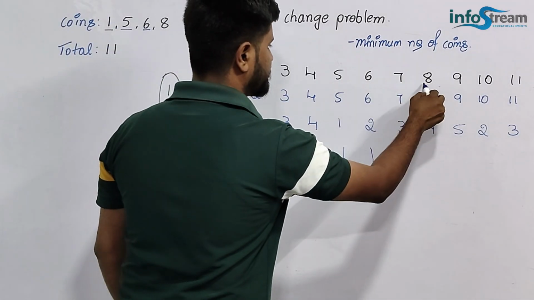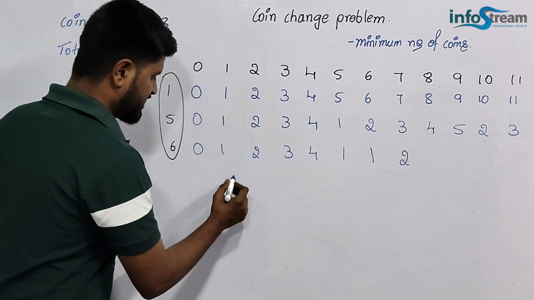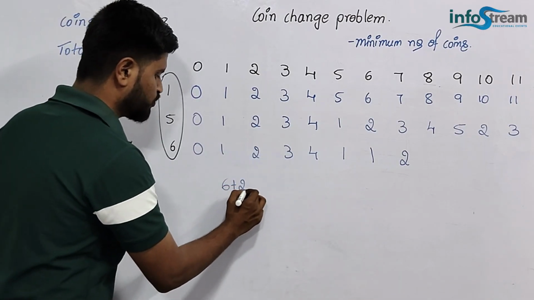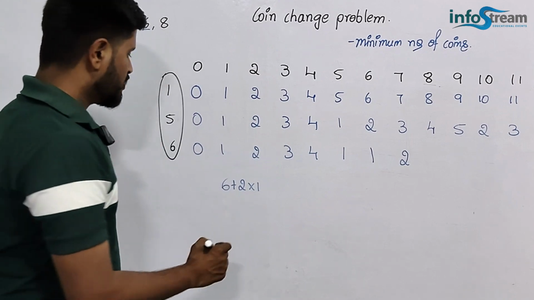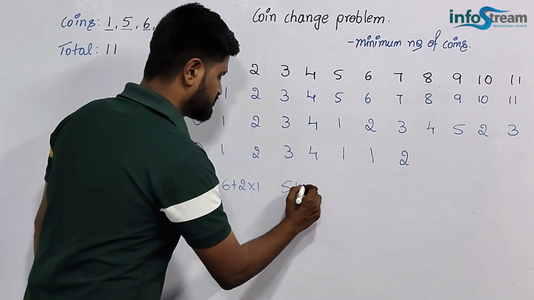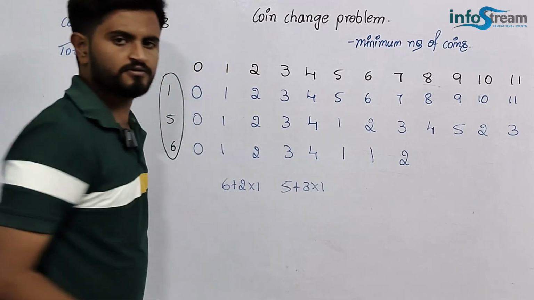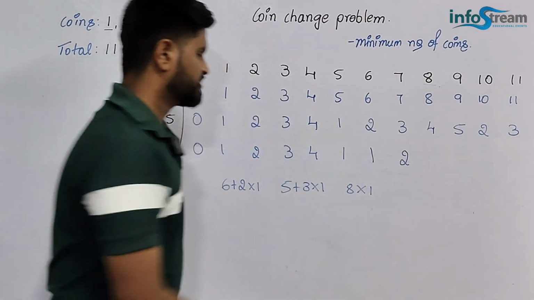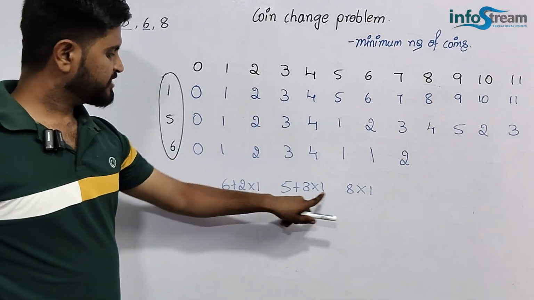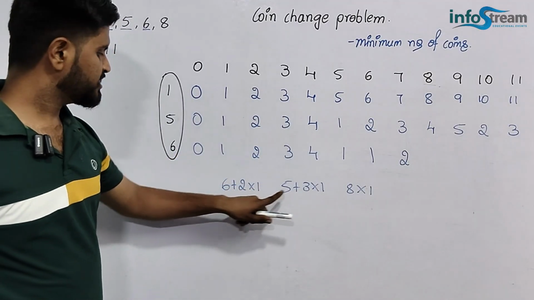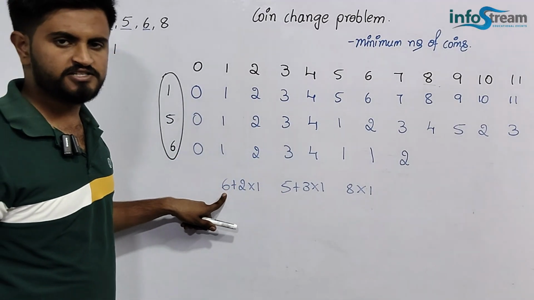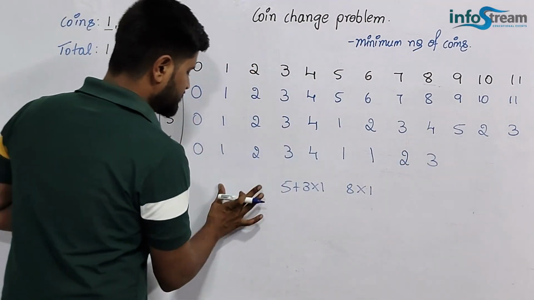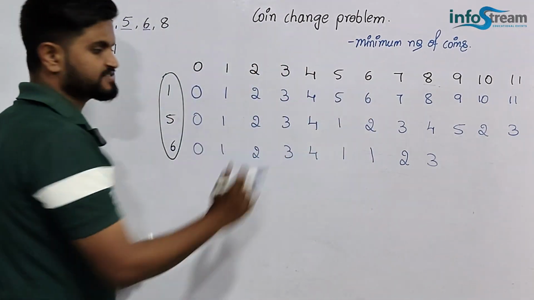Next I must provide 8 rupee change. So for 8 rupees, what are the possible conditions? 1 6 rupee coin and 2 1 rupee coins. Or I can give 1 5 rupee coin with 3 1 rupee coins. Or I can give 8 1 rupee coins. Here 8 coins. Here 3 plus 1, 4 coins. Here 2 plus 1, that is 3 coins. The minimum number is 3.